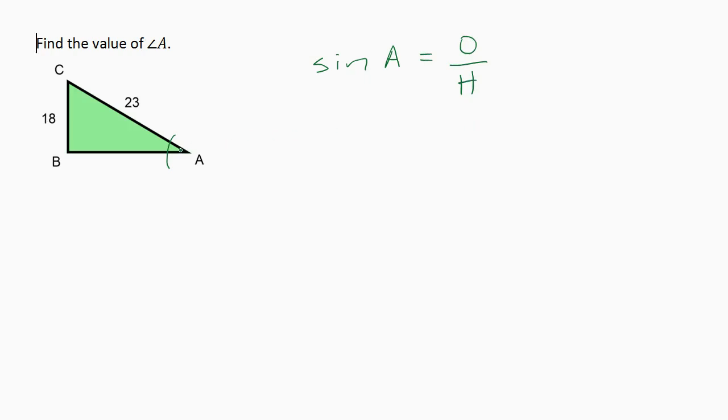Now in the previous two examples, we knew what angle A was, so we would plug that number in here, punch it in the calculator, get some decimal number, and solve for either opposite or hypotenuse. In this case, from the perspective of angle A, if you were standing here, opposite is 18, and of course hypotenuse has to be 23 because it's the longest one. So sine of our angle, which we don't know yet, is equal to opposite, 18, divided by hypotenuse, which is 23.